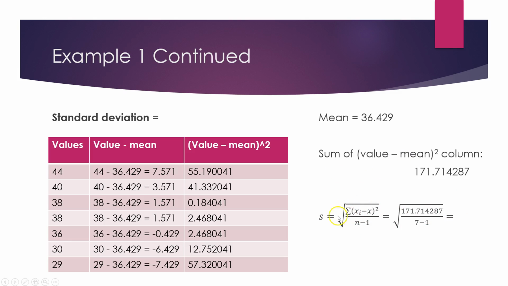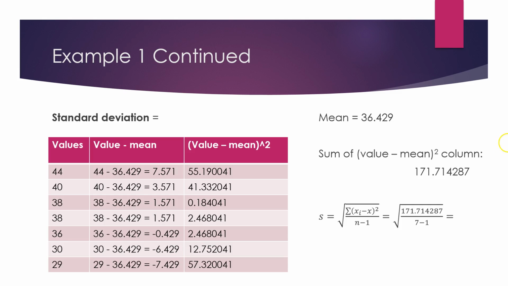So at this point, we want to add up all of these values in this column here, which is 171.714287. Again, I'm not rounding until the very end. So I'm going to keep all those digits until I absolutely have to make my number inaccurate. And technically, since we rounded the mean, we're already slightly off. But 3 decimal places is pretty good for this data.